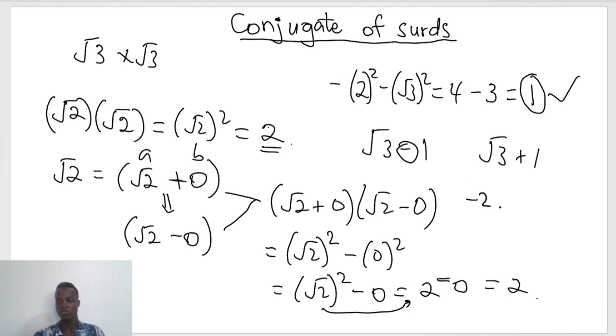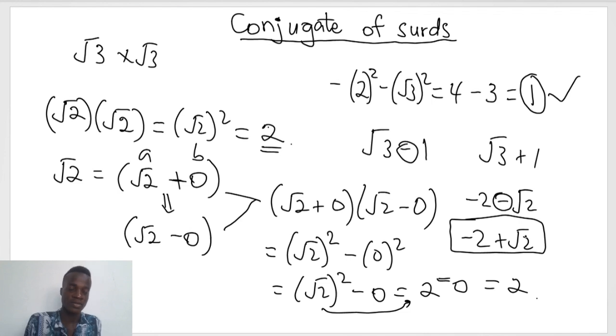So if you have negative 2 minus root 2, the conjugate of this will be negative 2 plus root 2. Remember, we are just changing the middle guy between the two numbers. Don't go and change this one. Don't go and change this one. So this is the conjugate of set. So this is the concept around sets, right? Finding the conjugate of a set.